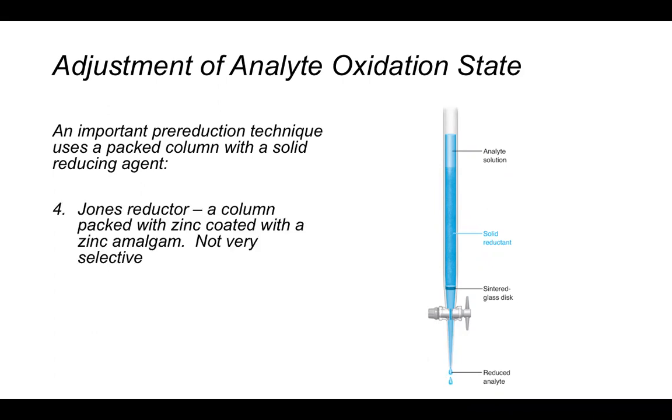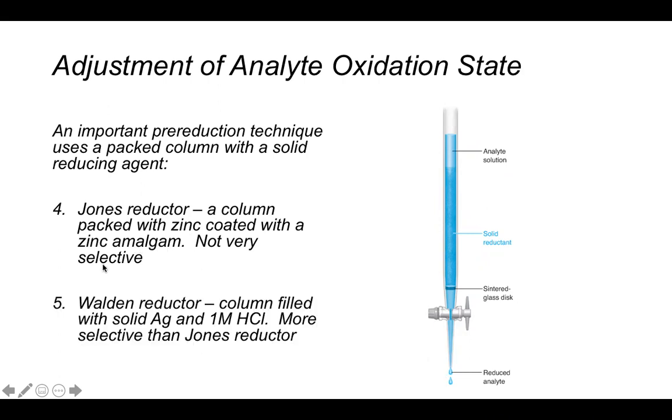We can also have a specific type called a Jones reductor, which is a column packed with zinc coated with a zinc amalgam, but it's not very selective. It basically just reduces everything. We can also have a Walden reductor, which is a column filled with solid silver and 1 molar hydrochloric acid, and this is more selective than the Jones reductor.